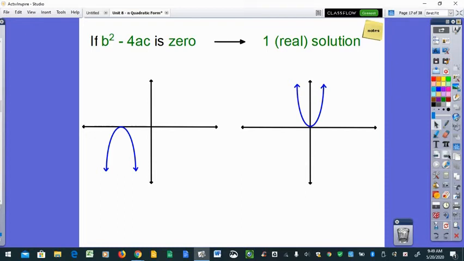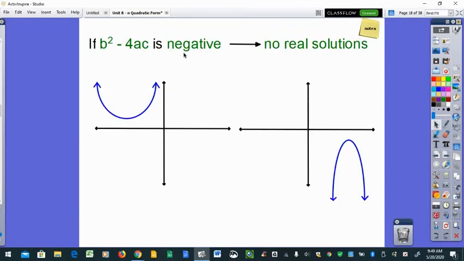Okay, there's one other case. What happens if you get a negative number under the square root and you have that no solution kind of answer? Well, that means that if it's opening up, it's vertexed above the x-axis and opening up. And if it's opening down, it's vertex below and opening down. It never hits the x-axis. So the discriminant can give you the answer of how many solutions there are. Again, it doesn't tell you what they are. You have to do the whole quadratic formula to get that, but it can at least give you that information.